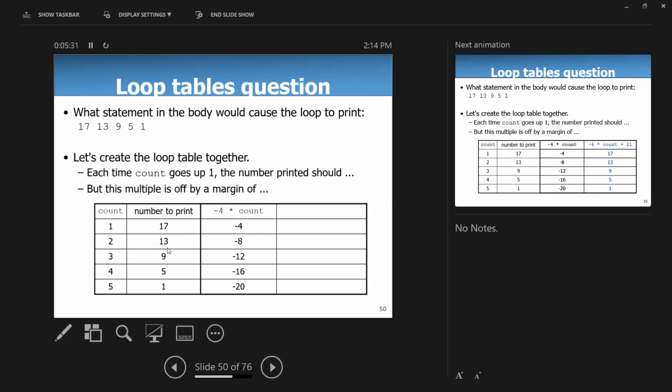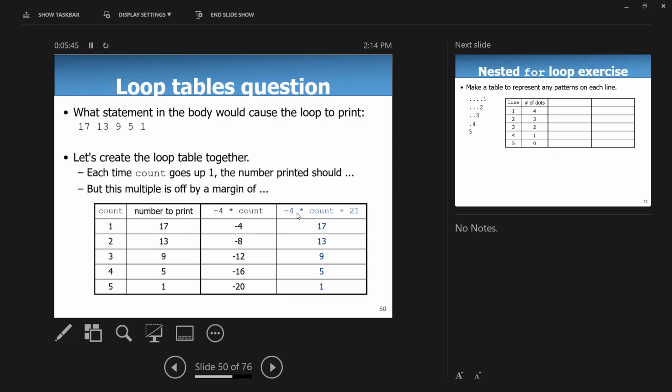21 added to -8, am I getting 13? 21 added to -12, am I getting 9? Check with all the patterns. So is 21 the number? Yes, 21 is the number. So here is your final formula: -4 times count plus 21 to print this pattern.